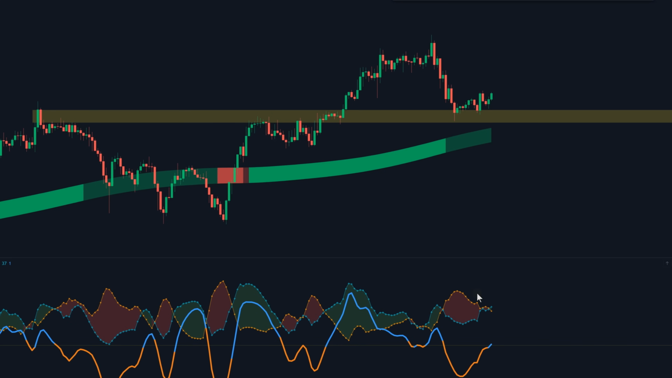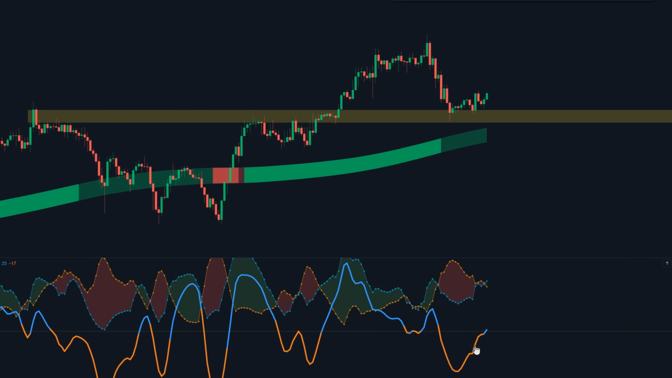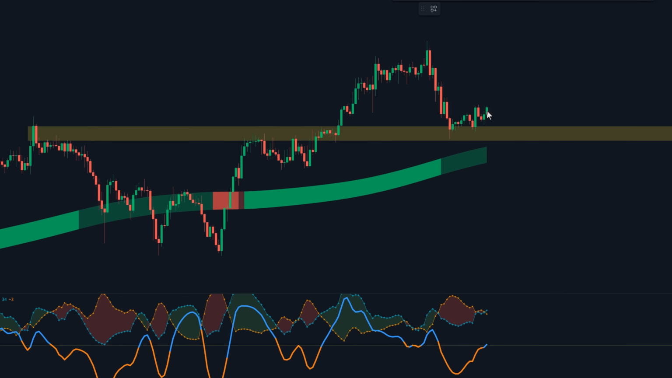As you can see, the crossover just happened and this bottom line also crossed above the zero line and then changed its color to blue. This indicates that the bullish energy in the market is now increasing, so we enter a long position.